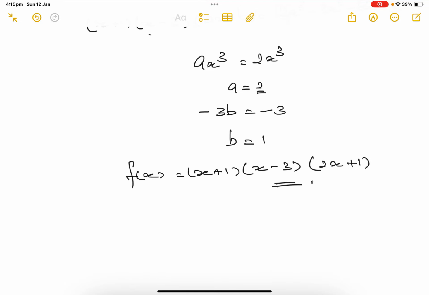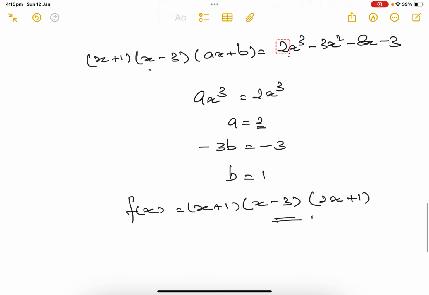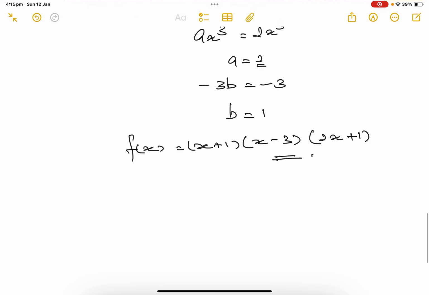Now we can rewrite f(x) as fully factorized: x plus 1, first root, x minus 3, second root, and 2x plus 1, the factor which we have found. So this is fully factorized f(x): x plus 1 times x minus 3 times 2x plus 1.